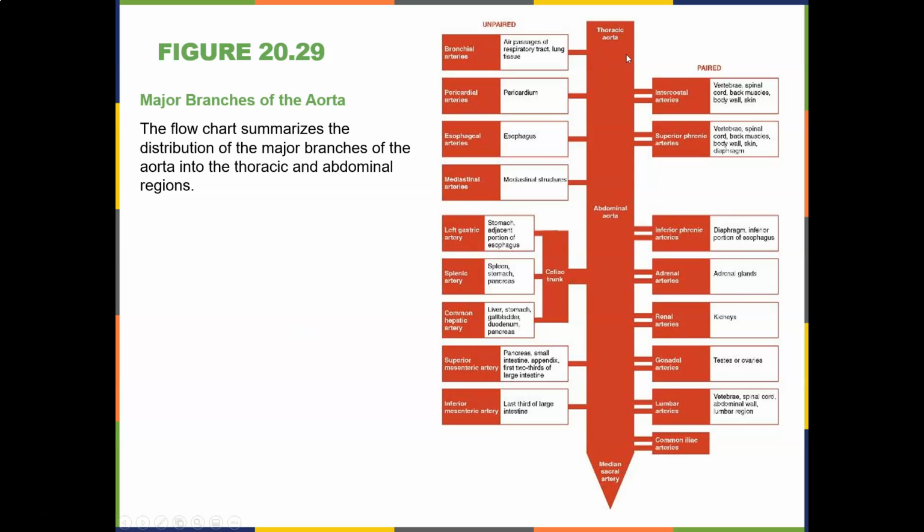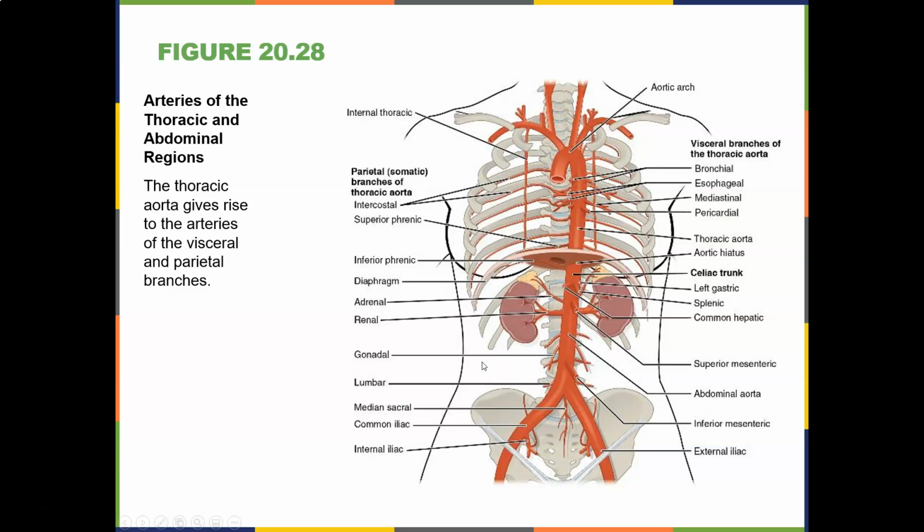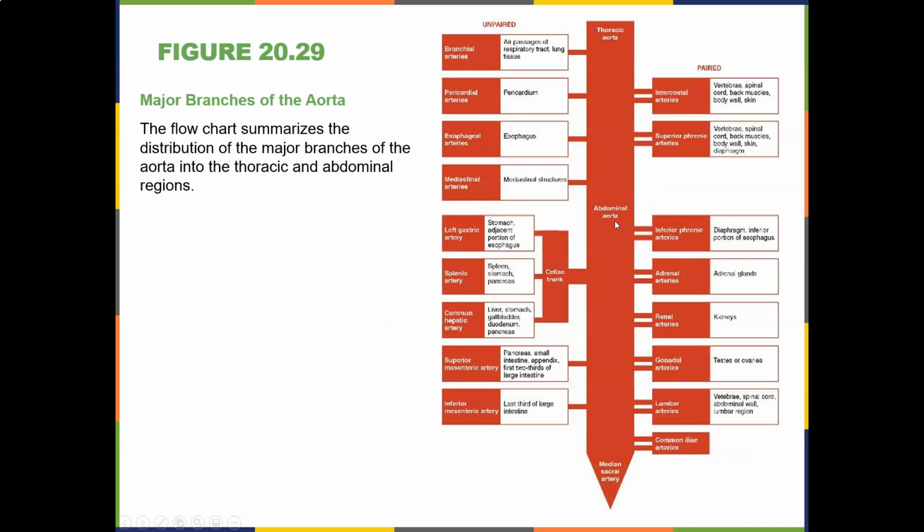So here's the thoracic aorta. If you go back here, that's right in here, the thoracic aorta, and all these branches that come off the thoracic aorta and the abdominal aorta here. And here's the abdominal aorta. So what are the arteries that come off the thoracic aorta? Well, you've got bronchial arteries, pericardial arteries, esophageal arteries, mediastinal arteries, and then what they supply: you have intercostal arteries and superior phrenic arteries that supply this area.